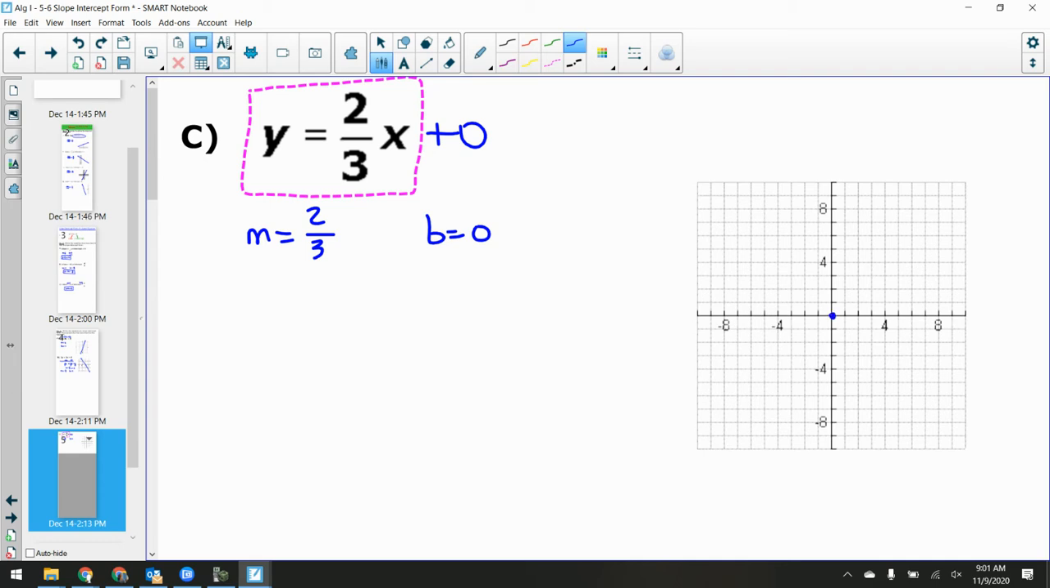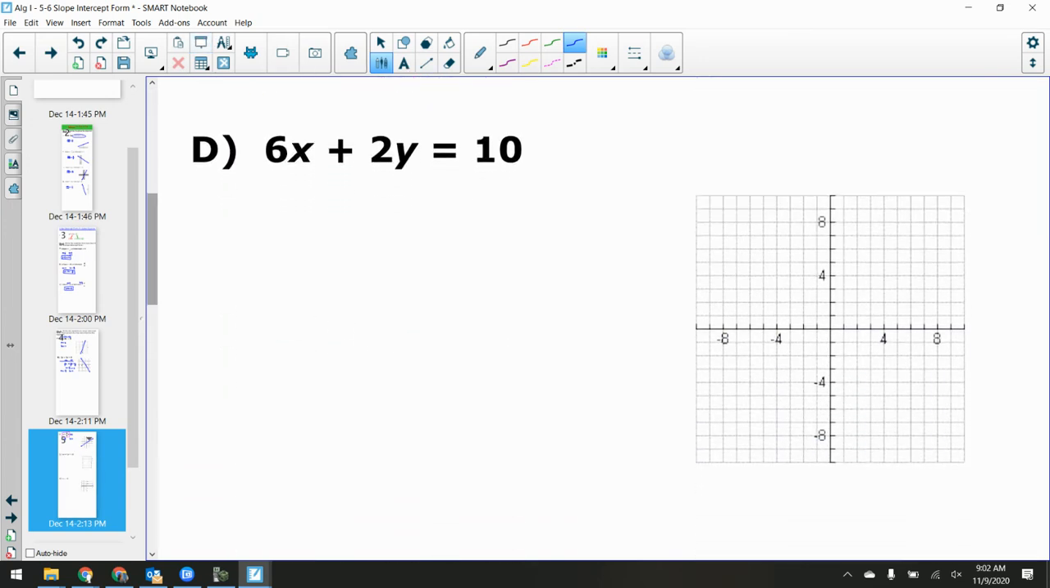So now I go up 2 over 3. Rise 2, run 3. I could also go down 2, left 3. And then here's my line. I always miss the points in the middle. You guys notice that? I always go above the points in the middle. I don't know why I do that. I hit the points at the ends. Okay, let's keep it rolling.